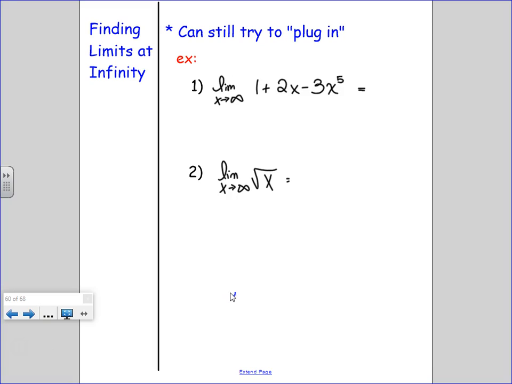I want you guys to think through, what if you were to plug in infinity, what do you think the answers would be of these two? For negative 1,000, I get a negative 8 times b. And then same thing.